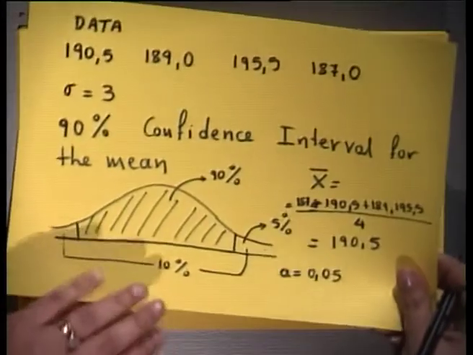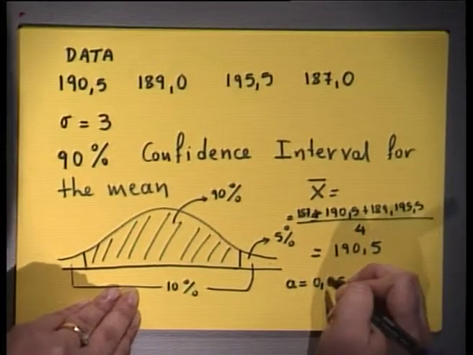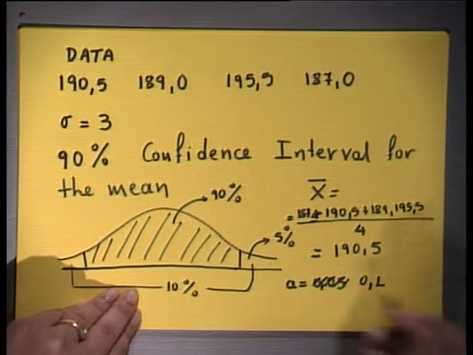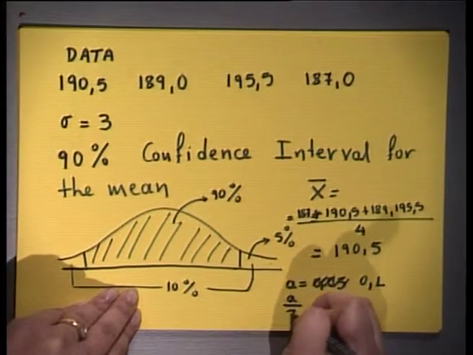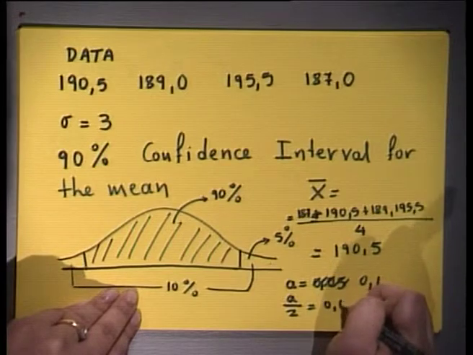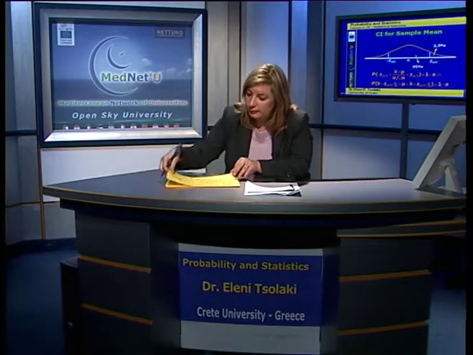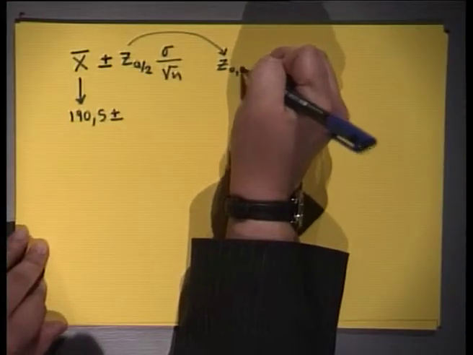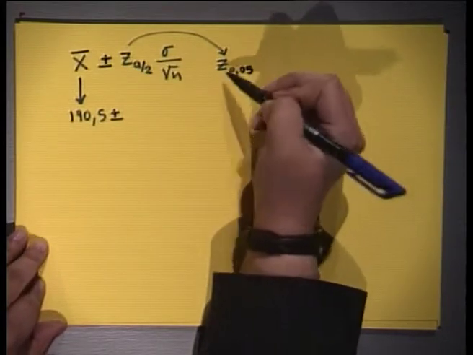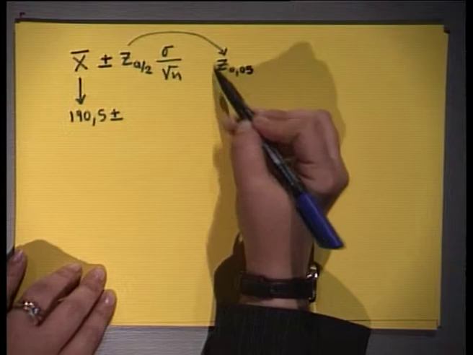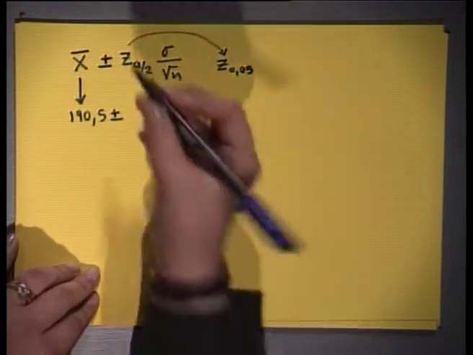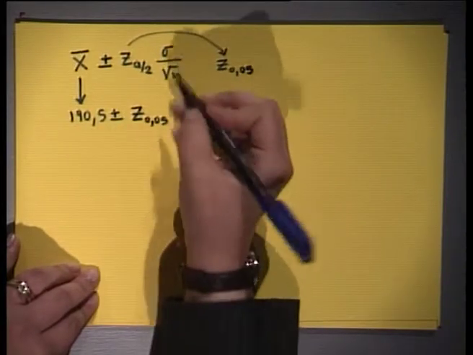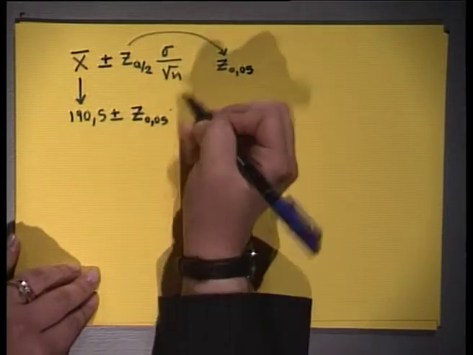Here alpha was not 0.05, it was 0.1. It's half, which is 0.05, and here we are looking at the point of the normal distribution at this point here. So we have that the confidence interval can be calculated here.